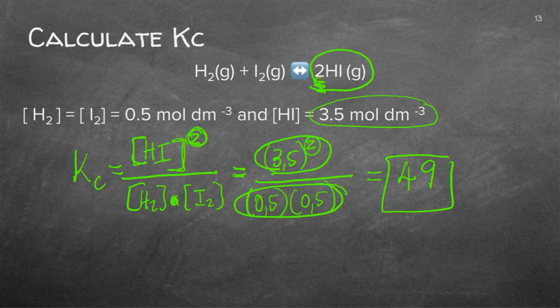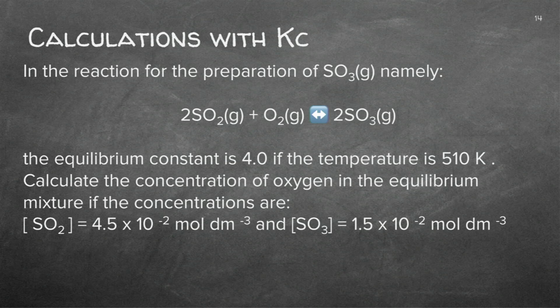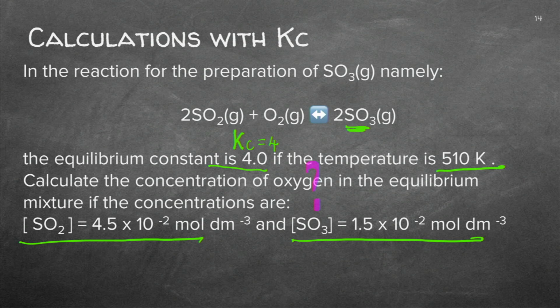Let's do another one. We've got a preparation of SO3. It's a gas. And at equilibrium, they found the constant to be 4. So they found the Kc value as being 4. And the temperature is 510 Kelvin. And they want us to calculate the concentration of oxygen. So they want us to calculate the oxygen concentration. And they're giving me the concentration of SO3 as well as SO2.